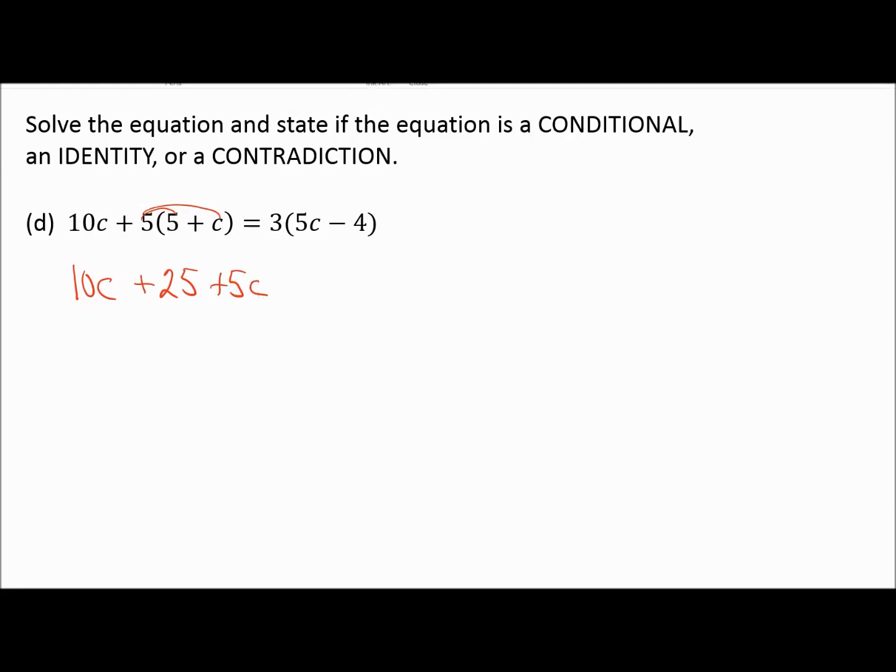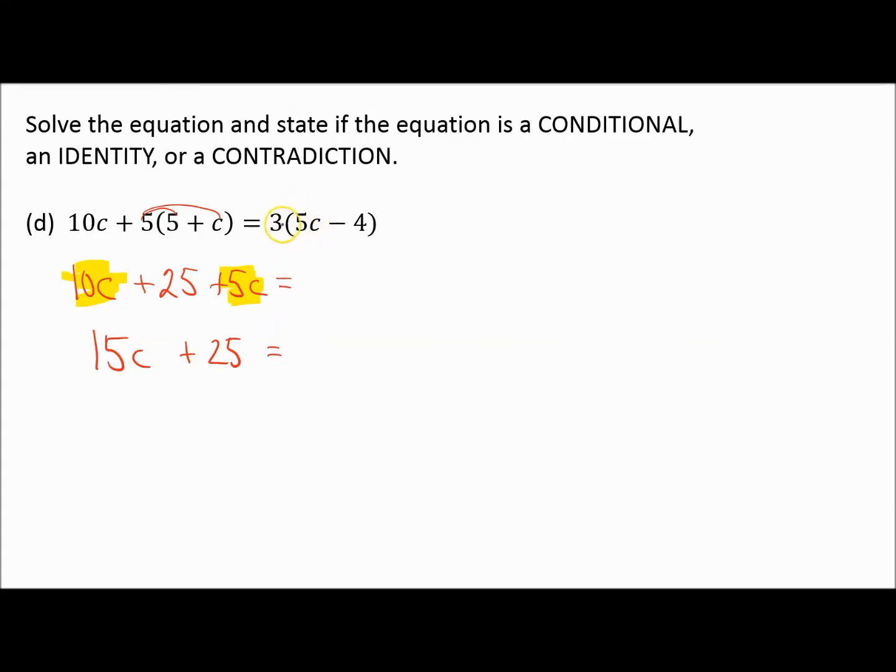Now I do have like terms, I'm going to highlight for you. I have a 10C that I could add to this 5C. And when I do that, I have 15C plus 25, and that's as simple as the left-hand side gets. Okay? Let me move to the right-hand side.